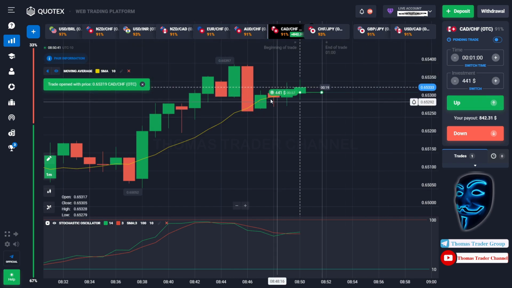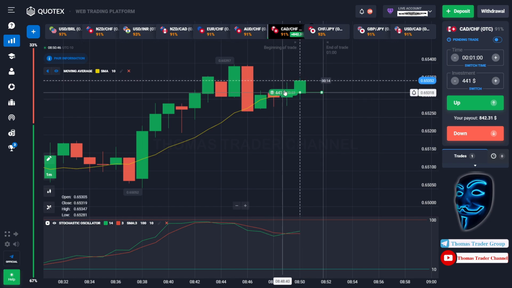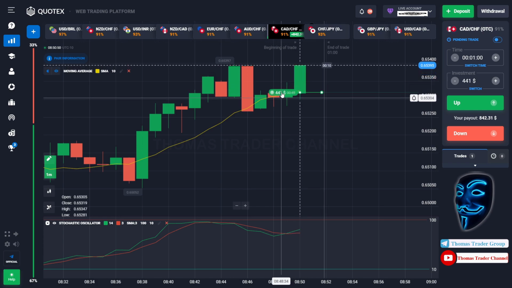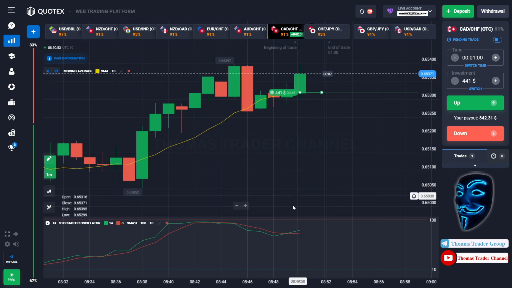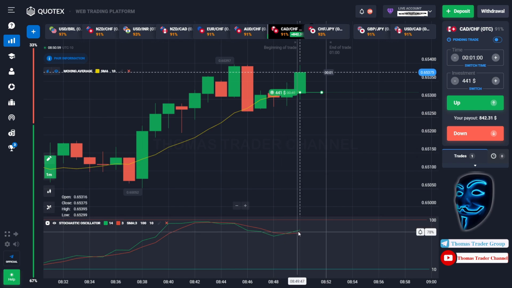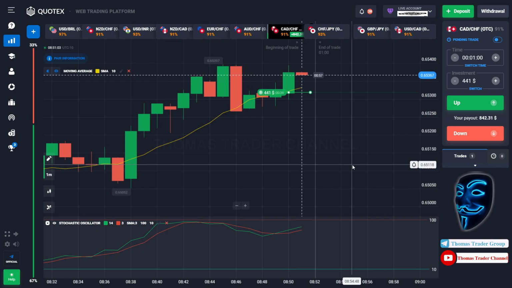As you can see, the market has just made a rebound on the moving average line. I'm sure that the market will still continue the bullish trend, and the stochastic oscillator is also facing bullish trend. Let's prove it and let's wait till the end of our trade.